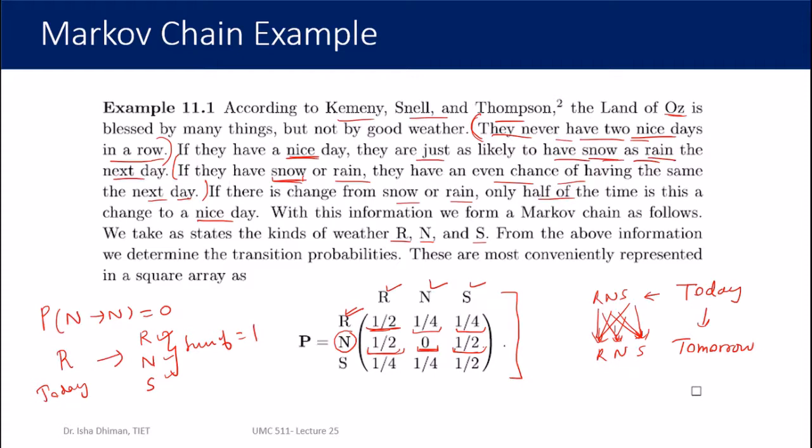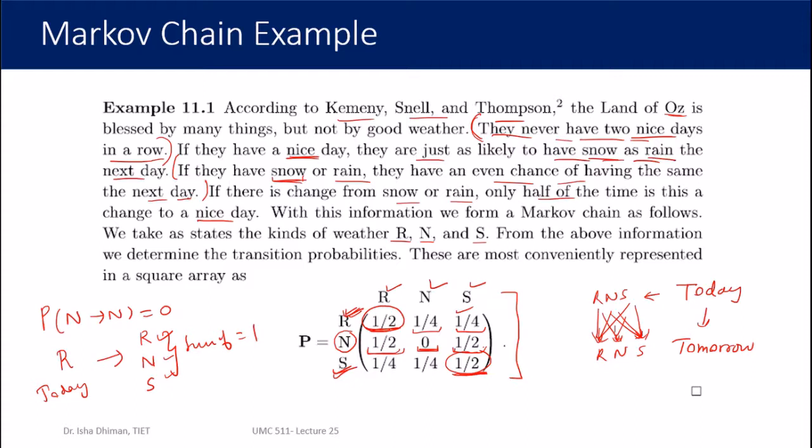So if they have snow or rain, that means if they are here or they are here, then they have an even chance of having the same next day. Same next day means snow to snow or rain to rain. So snow to snow means this number and rain to rain means this number. So there is an even chance, and even chance means it's equally probable. Therefore its probability is half and half. Whenever they talk about even chance, that means half probability, 1 by 2.